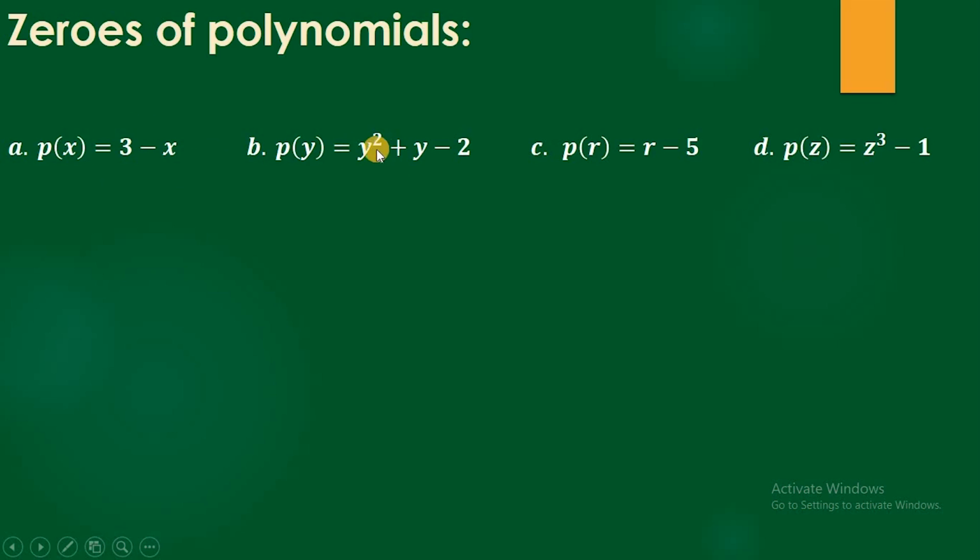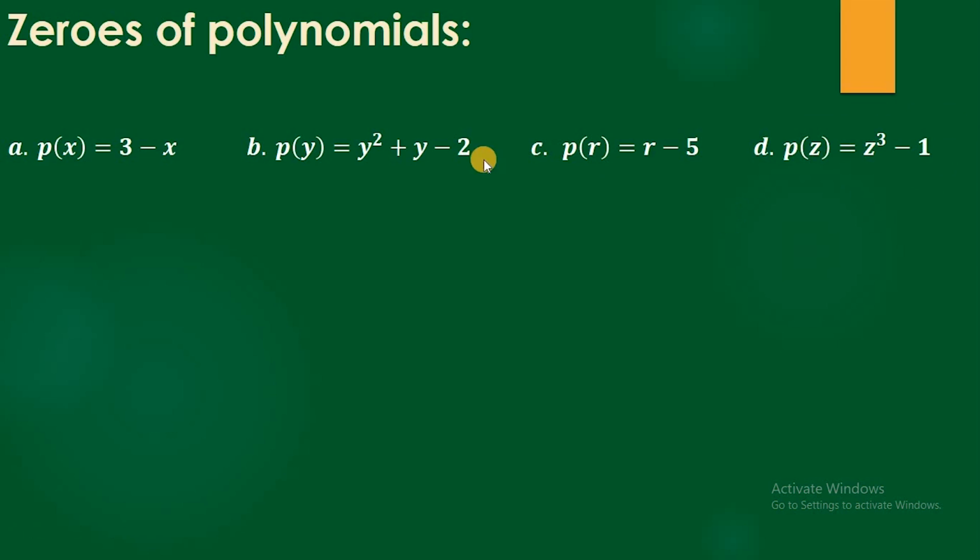Similarly, the second example is a quadratic polynomial and it is a trinomial, and it is a polynomial in one variable, that is y. In the third example we have a polynomial in variable r, and it is a linear polynomial as well as a binomial. And the fourth example is a polynomial in variable z, and it is a cubic polynomial because of its degree, and on the basis of number of terms, it is a binomial.